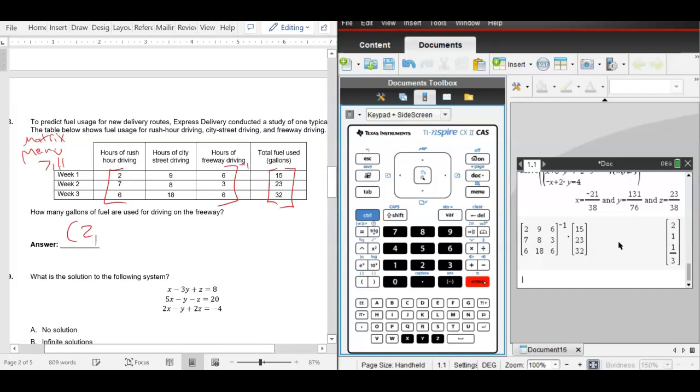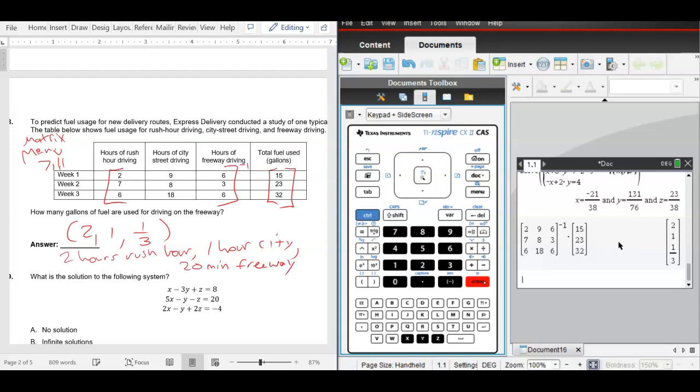Now the answer is 2, 1, 1/3. So it's 2 hours rush hour, 1 hour city, and then 1/3. What's 1/3 of an hour? 20 minutes freeway. Right. If you divide an hour, 60 minutes by 3, you get 20.